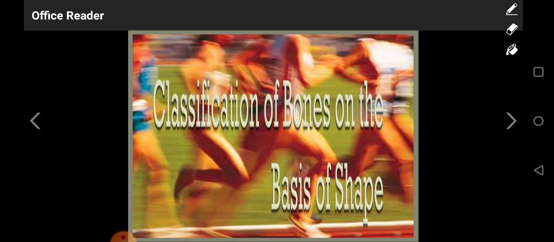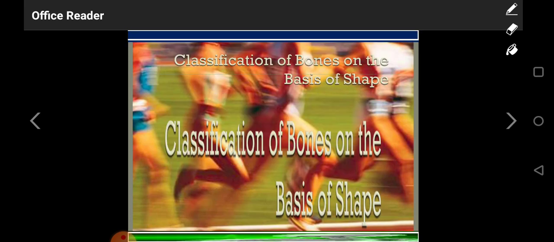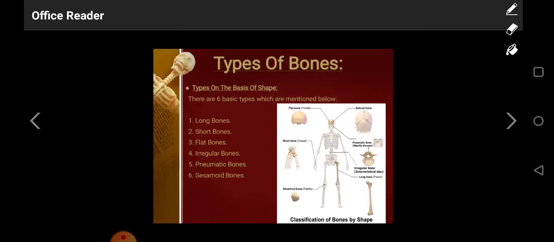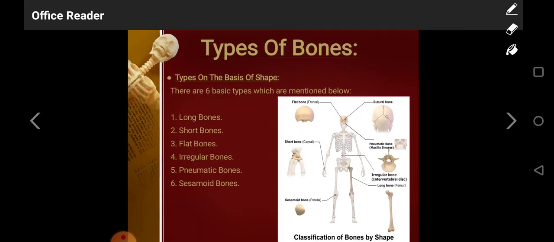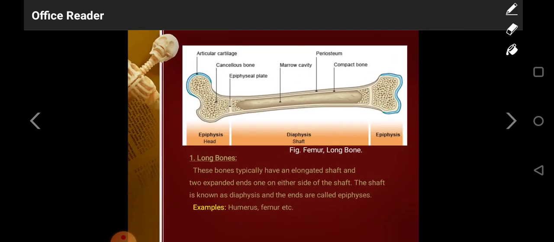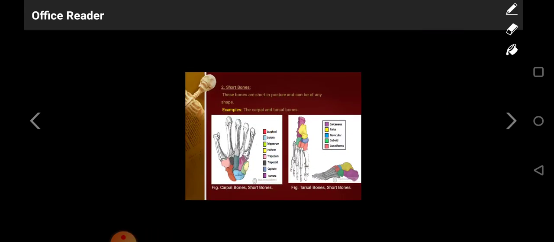Then the classification of bones on the basis of shape. On the basis of shape, we have 6 types of bones: long, short, flat, irregular, pneumatic and sesamoid. First, the long bone. These bones typically have an elongated shaft and 2 expanded ends, one on either side of the shaft. The shaft is known as diaphysis and the ends are known as epiphysis. For example, humerus, femur, etc.